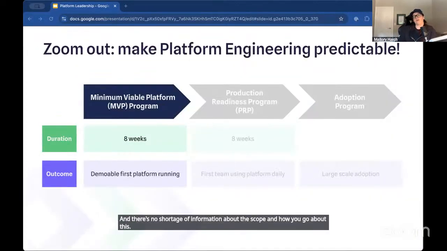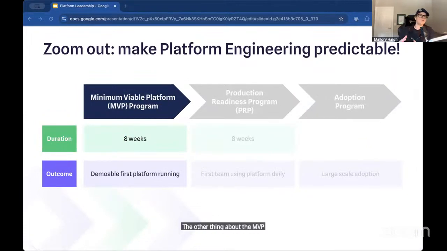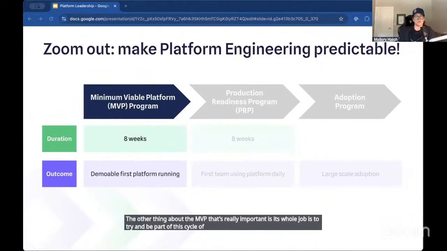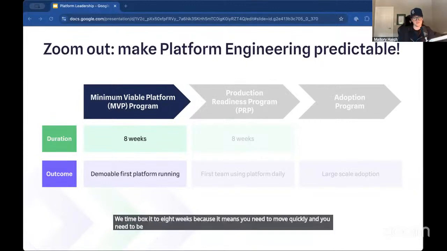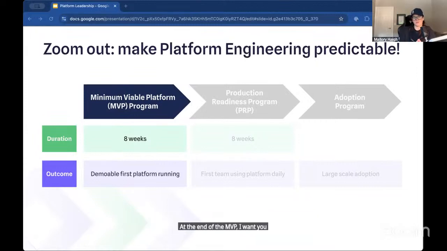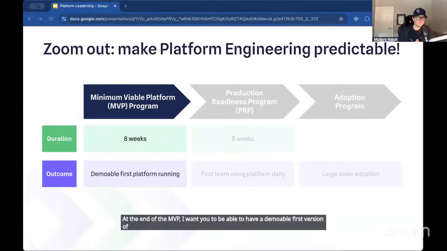The other thing about the MVP that's really important is its whole job is to try and be part of this cycle of making platform engineering very predictable. So we start here and we time box it. We time box it to 8 weeks because it means you need to move quickly and you need to be able to prove value fast inside of that time. At the end of the MVP, I want you to be able to have a demoable first version of the platform running. And keeping in mind that time constraint of 8 weeks will make sure you are staying honest to the principles of what the MVP really is about. And I promise you it's possible. I do it all the time.